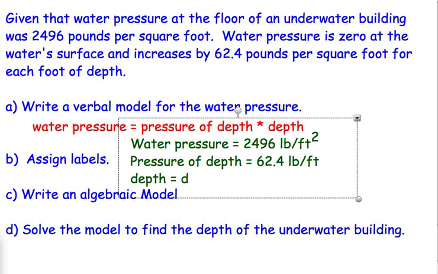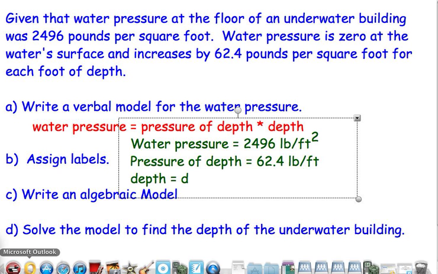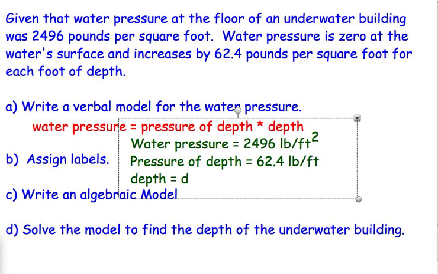Now, I've typed it in, and you notice that the water pressure, the pressure depth, and the depth that we're looking for, I called it D. You could call it X, you could call it anything you want to. The next part, we're going to write the algebraic model. So that means we're just going to substitute in the information that's given to us. And again, I'm going to type it.